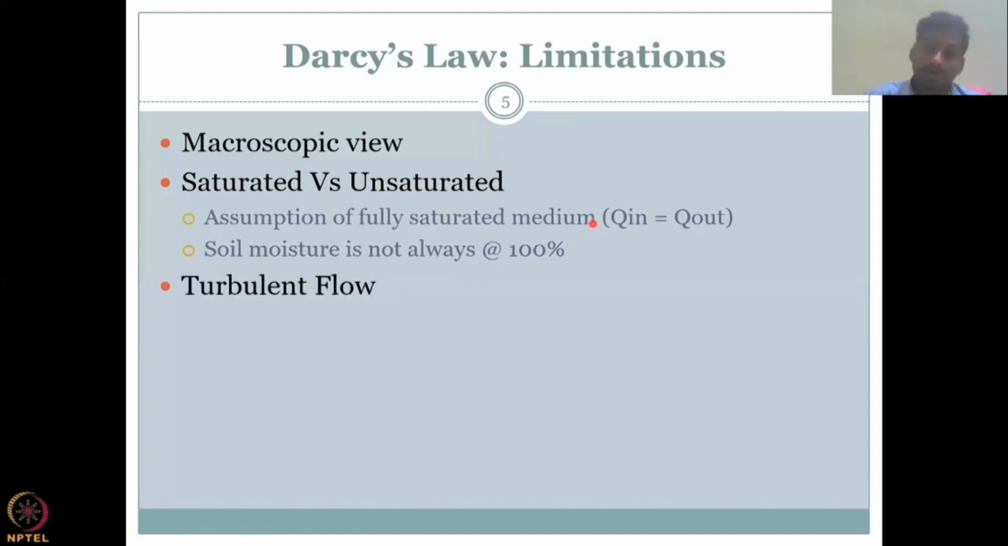Also, groundwater flow can be turbulent in nature. It cannot be very smooth and going at a particular velocity. It can have multiple velocities depending on the conductivity. And turbulent flow causes Darcy's law to crash. I will show you in the next slide how Darcy's law does not hold good during turbulent flow.